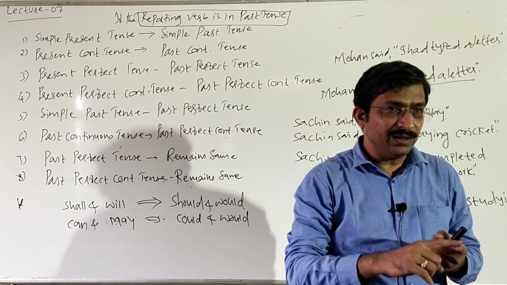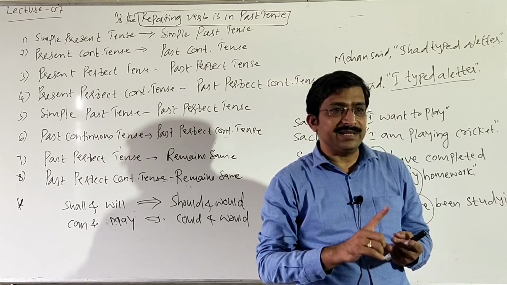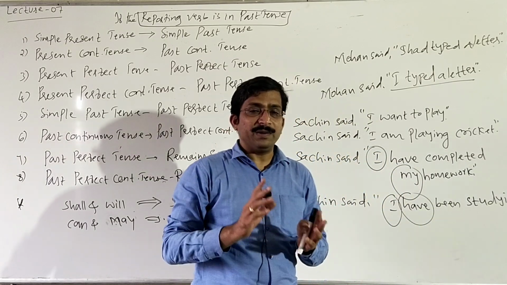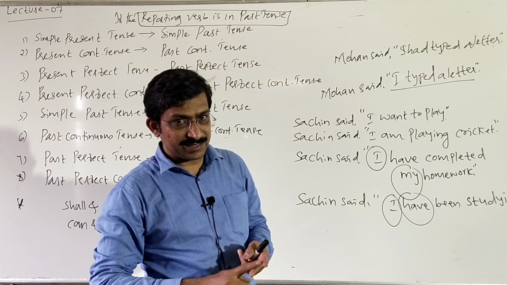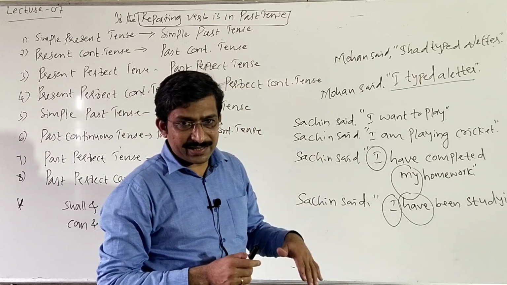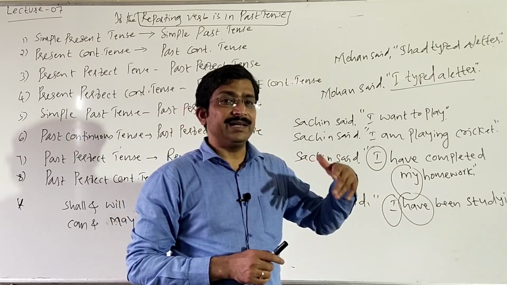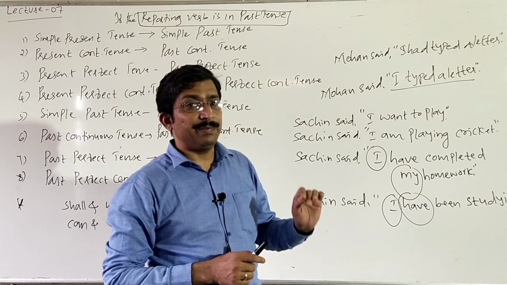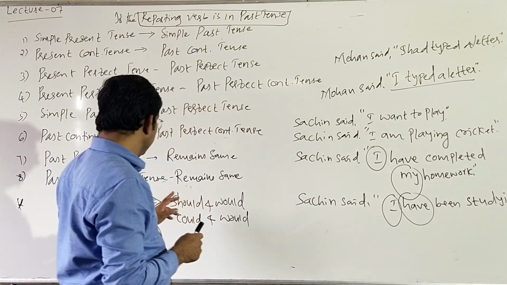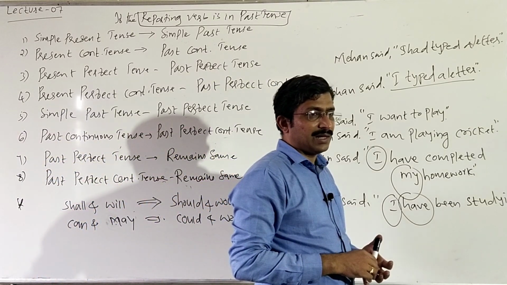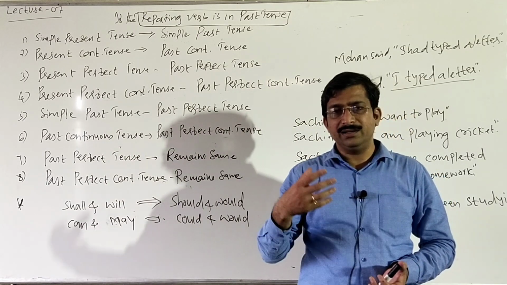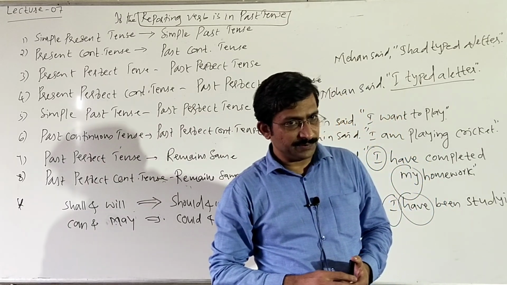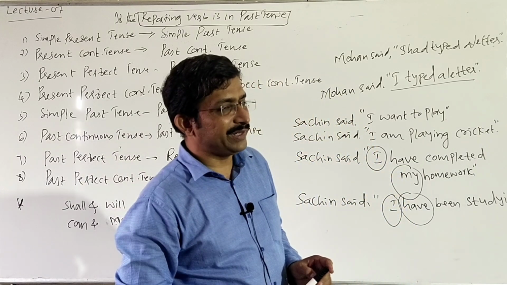Simple present tense is changed into simple past tense. Present continuous tense is changed into past continuous tense. Present perfect tense is changed into present perfect continuous tense is changed into past perfect continuous tense. Simple past tense is changed into past perfect tense. Past continuous tense is changed into past perfect continuous tense, and past perfect tense remains as it is, and past perfect continuous tense remains as it is, and in future tense modal auxiliaries are changed into their past forms, shall and will into should and would, may and can changed into might and could. So these are all the changes which occur in the form of tenses.